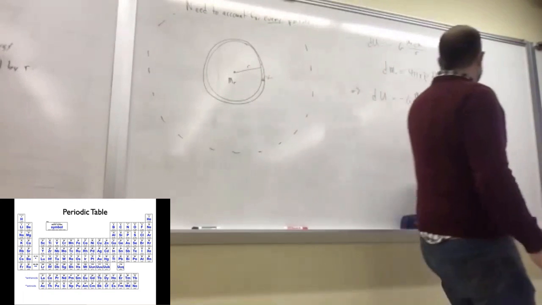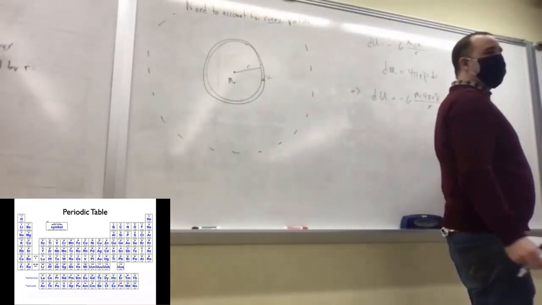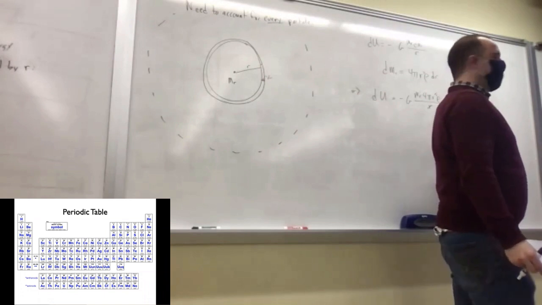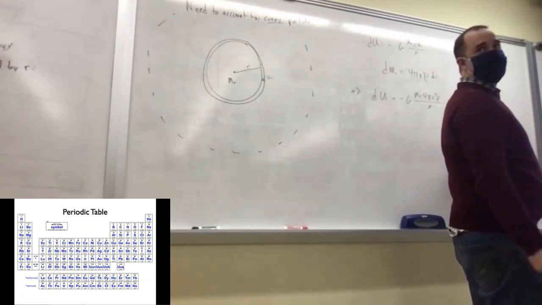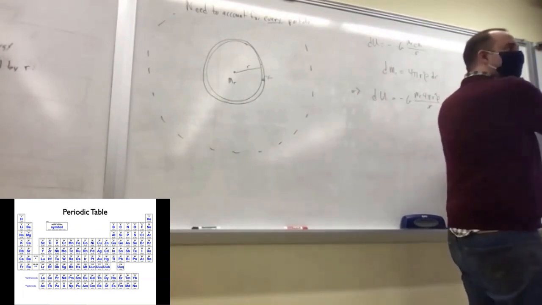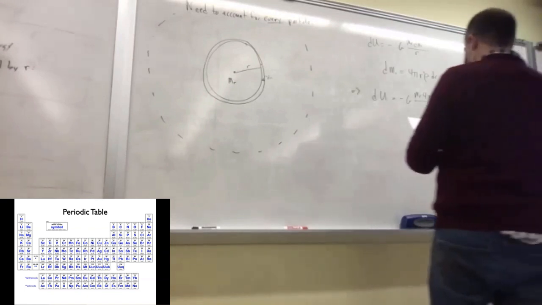Now, we could just integrate this, except that m(r) is varying with r and rho is varying with r as well. Right? These are not constants. These are changing as you go out. So we're going to have to find some functional form or assume something for these guys before we go any further.